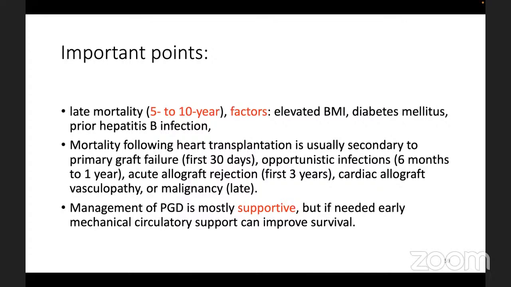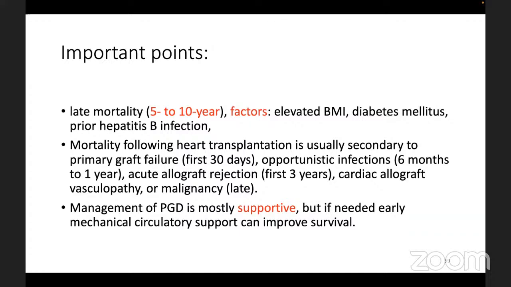The important points that I want to emphasize: late mortality, 5 to 10 years, is expected post-transplant, associated with elevated BMI, diabetes, and comorbidities in general. Mortality following transplant is usually secondary to primary graft failure within the first 30 days, then opportunistic infections within 6 months, then acute allograft rejection in the first 3 years, and cardiac allograft vasculopathy or malignancy later, after 5 years.